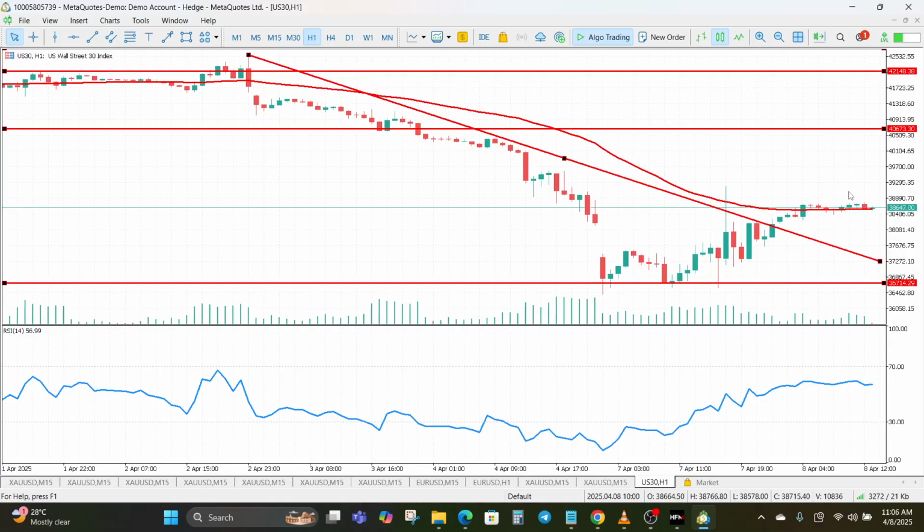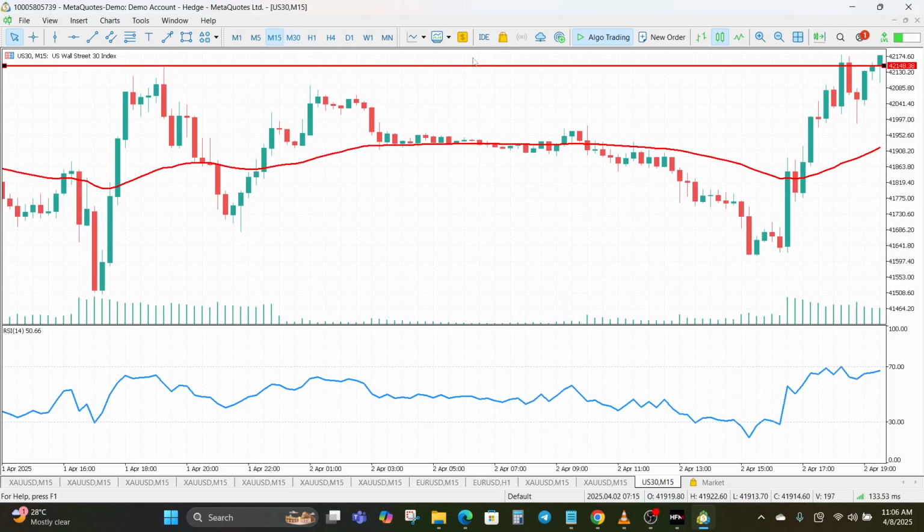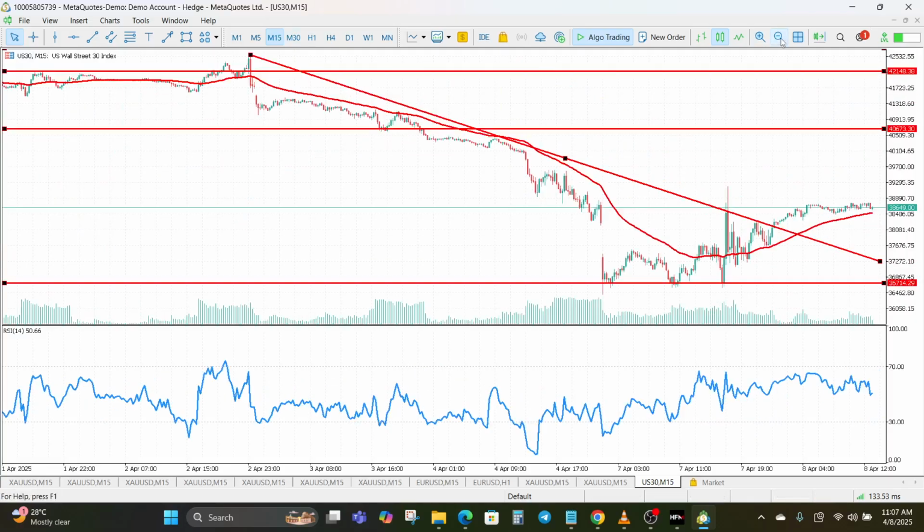Make sure you always get confirmation when using this strategy. This strategy is quite simple. All you have to do is wait for a cross above the moving average and a confirmation from the RSI for a buy trade. Now let's get to the 15-minute chart. We can see that the overall trend was bearish, but it seems like a bullish breakout has occurred.